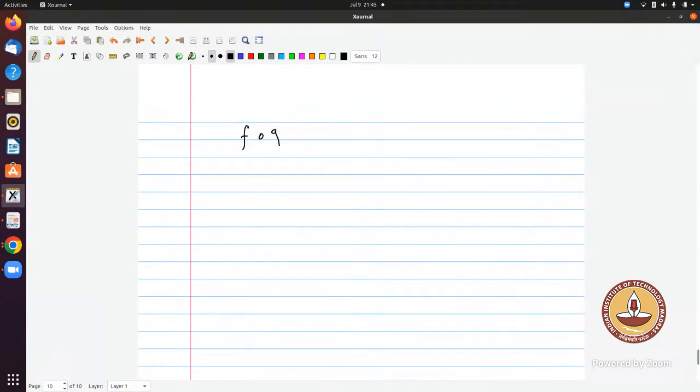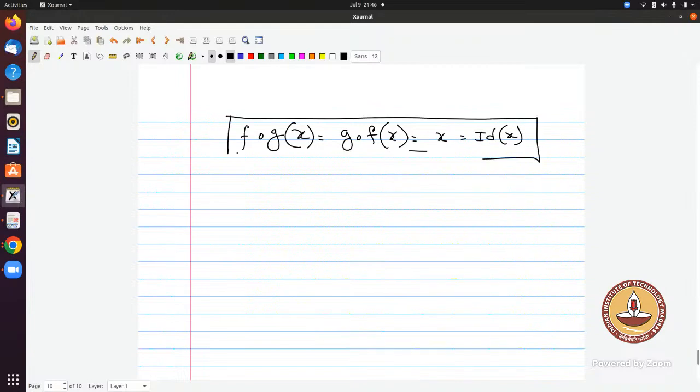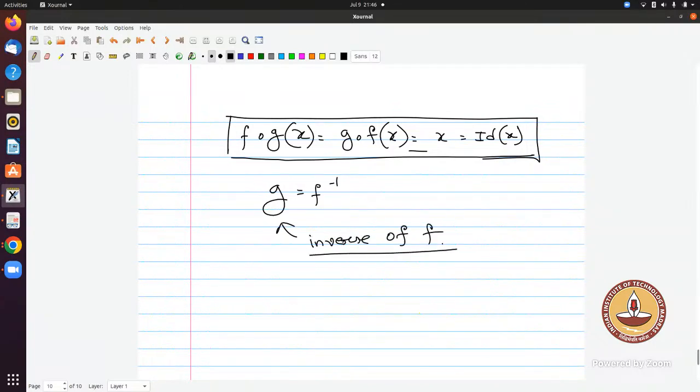If there is some function g for which g compose f and f compose g are the same, and both of them are equal to x, that is the identity function on x. If this is happening in a particular domain, then we call g the inverse of f. We call g the inverse function of f, because we are applying it to get the identity function. That is why it is called the inverse function.